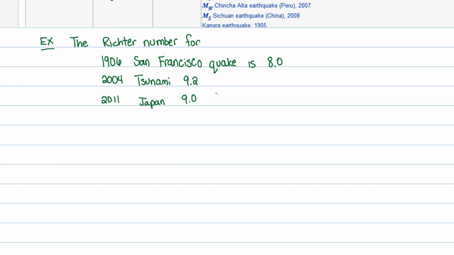The reason why I'm taking these is just because they're popular and people have talked about them quite a bit recently. And I also want to use these to show you how little idea these numbers really give us of how powerful a quake is. So let me ask you, how many times more powerful was the quake that caused the tsunami in 2004 than the quake that caused all that destruction in Japan in 2011?